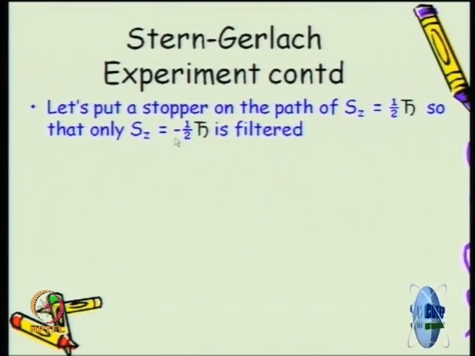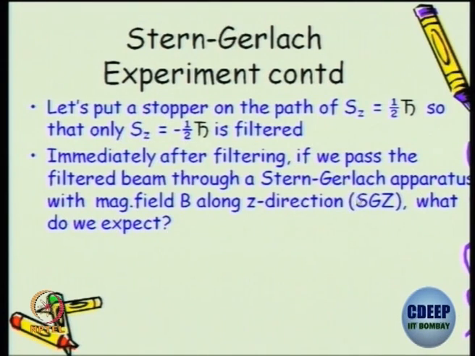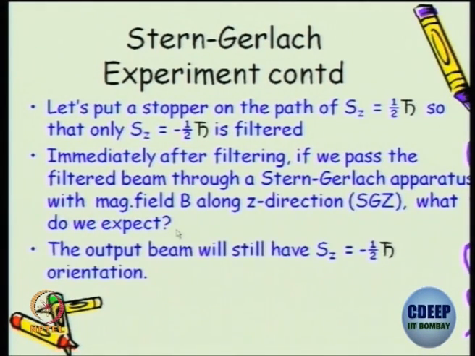So when we put a stopper, filter this beam, and pass the filtered beam again through the Stern-Gerlach apparatus with magnetic field along the Z direction, I am going to use a shorthand notation SG capital Z, which means the Stern-Gerlach apparatus has the magnetic field along the Z direction. Okay. What do we expect is the question. I have already told you the answer. The output beam will still have S_z quantum number equal to minus half h cross orientation.